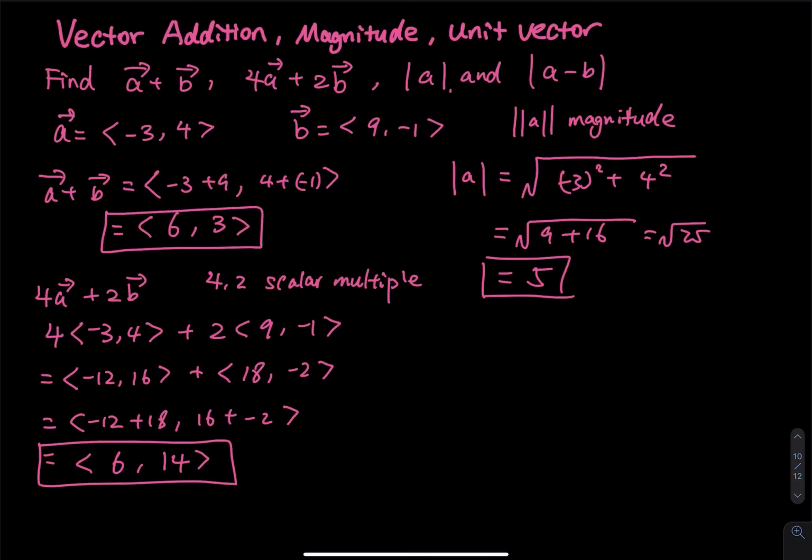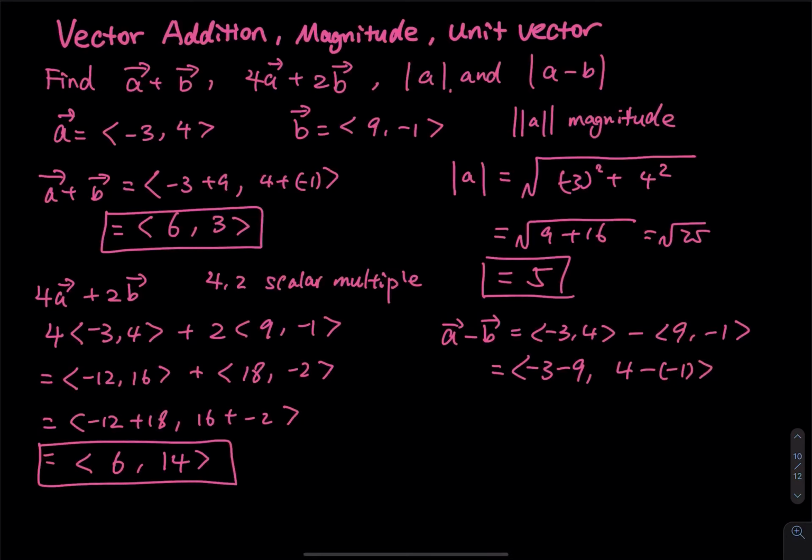And then A minus B. For A minus B, we do have to do some work. So first of all, let's clean up A minus B. That is equal to <-3, 4> minus <9, -1>. So first, we take -3 minus 9, and then we take 4 minus -1. So that is equal to -12, comma, 4 plus 1 is equal to 5.